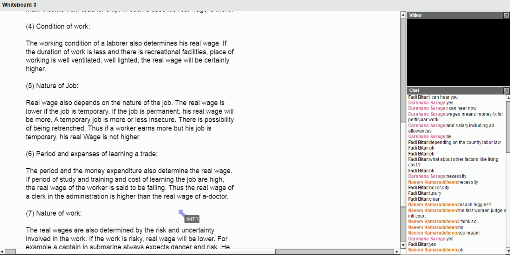Suppose a doctor spends a lot of money and lots of time also. It takes almost 8 years to be a doctor. So in this case we can say that the real wage for a doctor is less than a normal 12th class clerk. Okay, a clerk has just passed higher secondary and is doing the work.